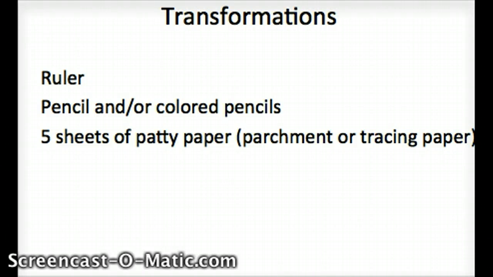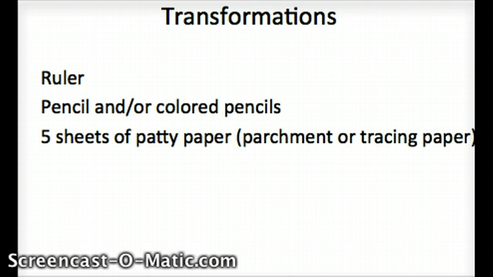For the unit on transformations, you're going to need a ruler, a pencil. If you like to differentiate between the things that you're doing, colored pencils are helpful, and 5 sheets of patty paper. If you don't have patty paper, parchment paper or tracing paper will do just fine. Take 1 sheet of patty paper and fold it in half, and with your ruler, draw a line over the fold.